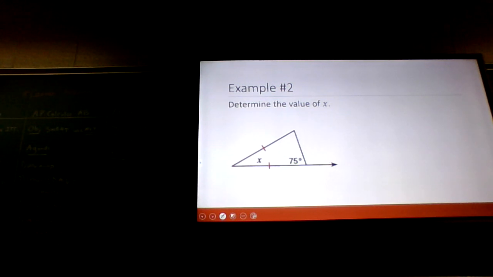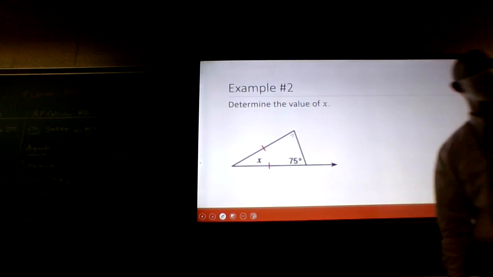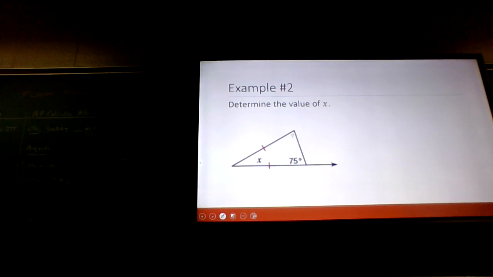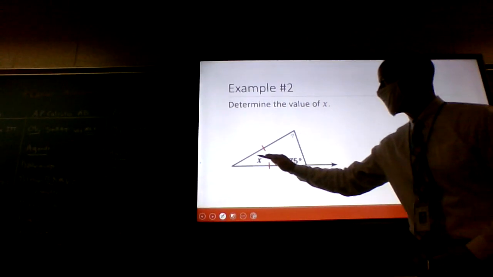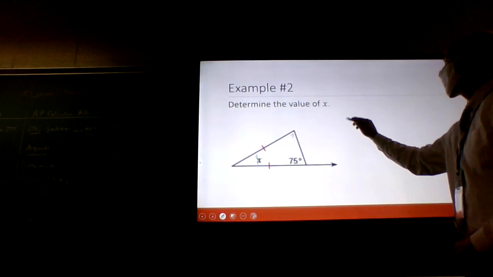Is x 75 here? No. What's this angle up here? That one's 75. So here's my question: how are you going to figure out what this guy is? 75 plus 75 minus by 180. You got it. That's exactly right.